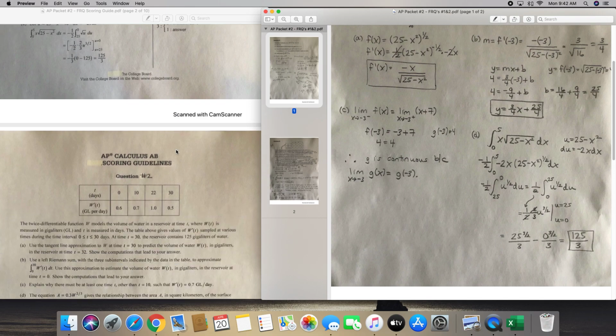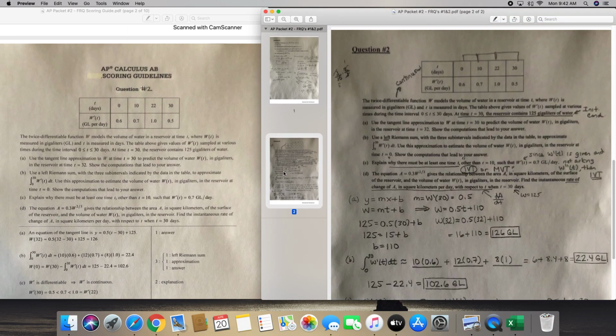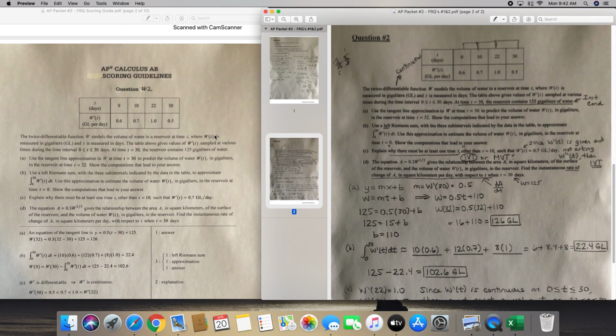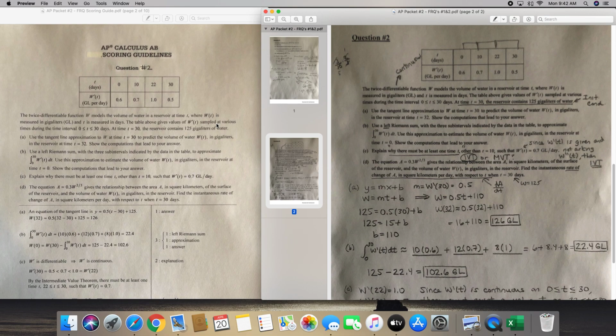All right, let's take a look at question number 2. So question number 2, we were given a function, or keep in mind, the first derivative for W. It says here the twice differentiable function W models the volume of the water in the reservoir, where W of T is measured in gigaliters per day. T is measured in days. The above is the values for W prime of T.